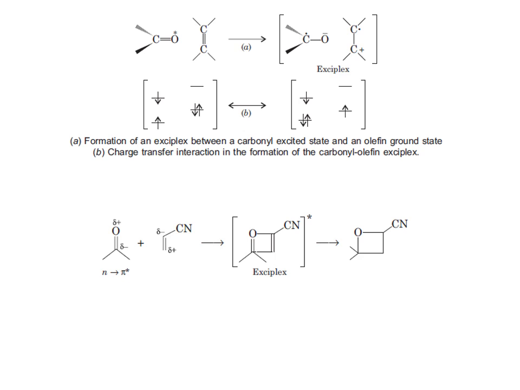Here you can see the formation of the exciplex of a carbonyl excited state and an olefin ground state. And B is the charge transfer interaction in the formation of the carbonyl-olefin exciplex. So that is the n-π* state, and from this exciplex formation we get the final oxetane derivative. This exciplex is stabilized by charge transfer as well as energy transfer between these constituent molecules.